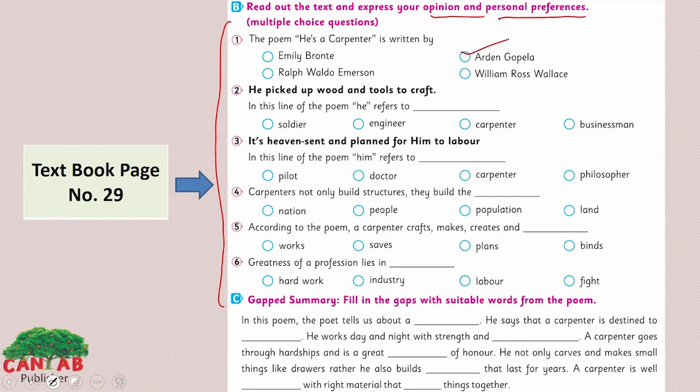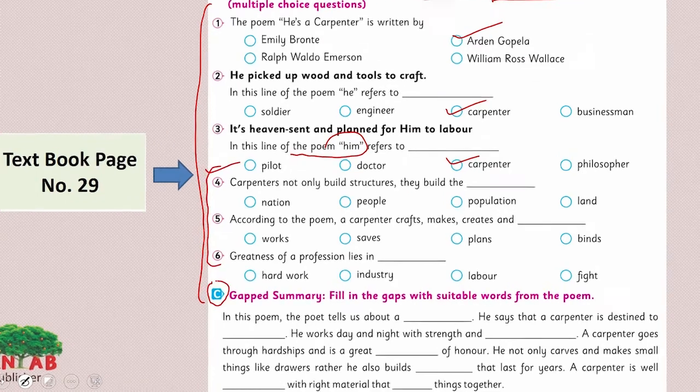Ajahn Gopela. He picked up wood and tools to craft what? In this line of the poem, he refers to... Yes, this is about the carpenter. It's heaven sent and planned for him to labor. In this line of the poem, him refers to what? Yes, this poem is all about the carpenter. I want you to do the three here by yourself.